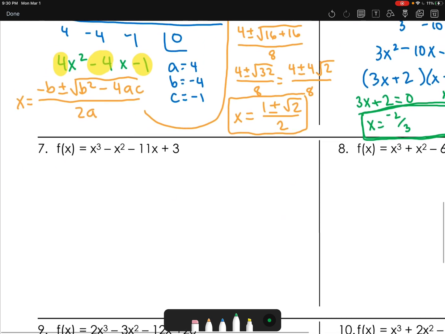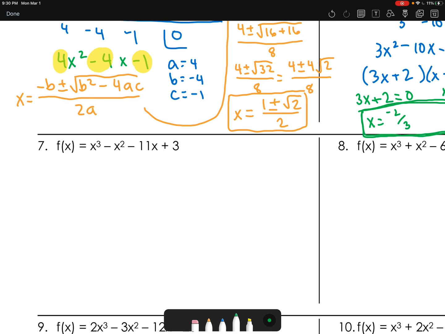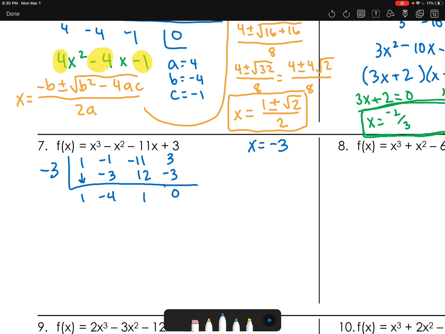Cool. Okay, try number 7 on your own. Or use your calculator, sorry, for this one, to find your 0 that you have. And so you should get x equals negative 3. So when you plug that in to your synthetic division, you will end up with 1, negative 11, 3, and 1. Remember, should always have 0 at the end. Go back and check your work if you can't.